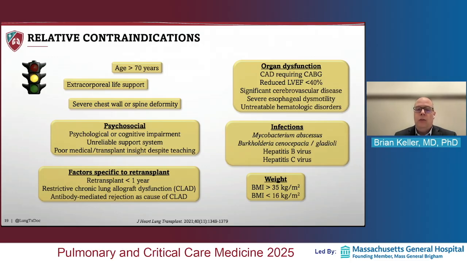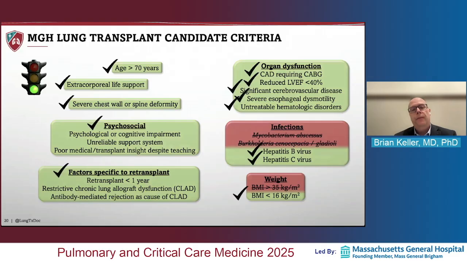Obviously, those patients who are over the age of 70 typically need to have isolated lung disease with no other comorbidities and be in relatively good shape. Sometimes patients may need to be bridged to transplant using mechanical ventilation or ECMO, and so that's a consideration at some centers. And then other organ dysfunction, but not failure, certain infections, and psychosocial challenges can all be limiting factors for transplant.